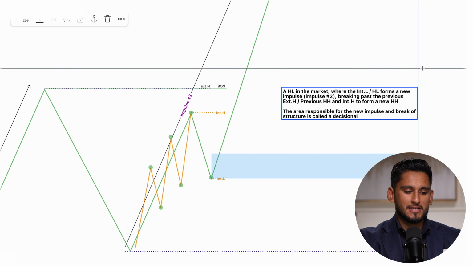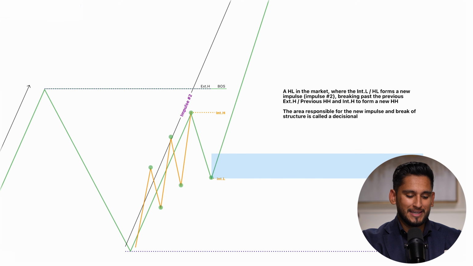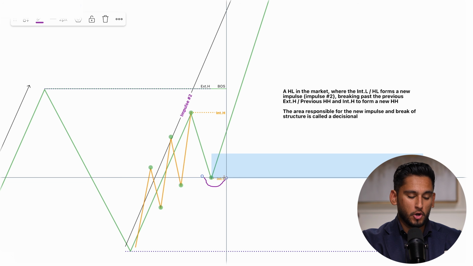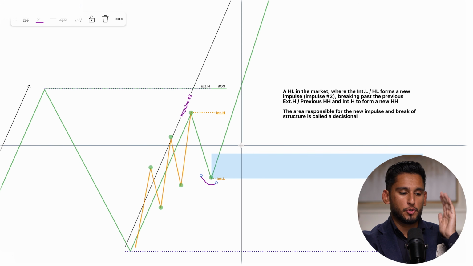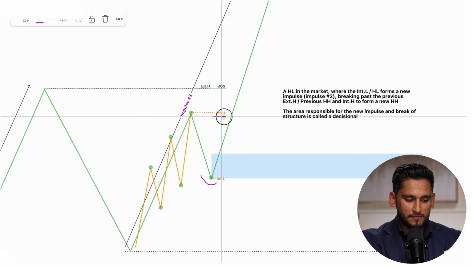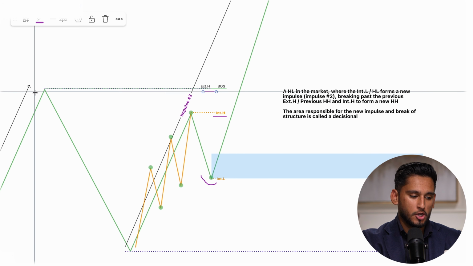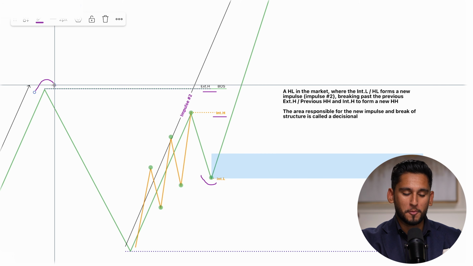So just for your understanding, here's a definition on the screen. The area that leads to the break of structure, the internal low, where this higher low in the market goes on to make the new impulse, a new higher high, and it breaks past the previous internal high and external high of the previous higher high in the external market structure range.